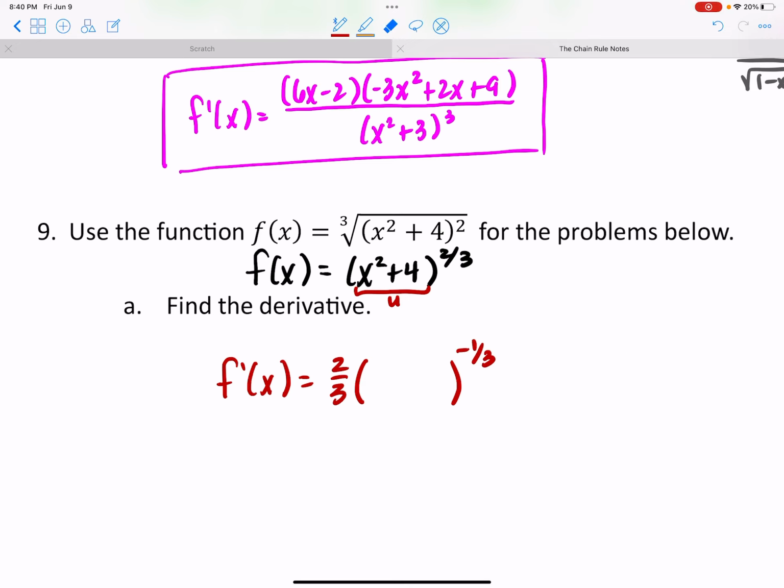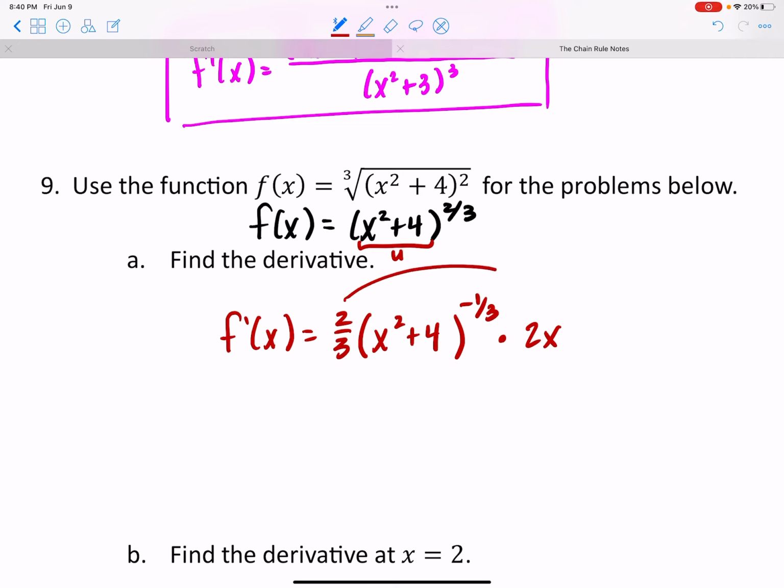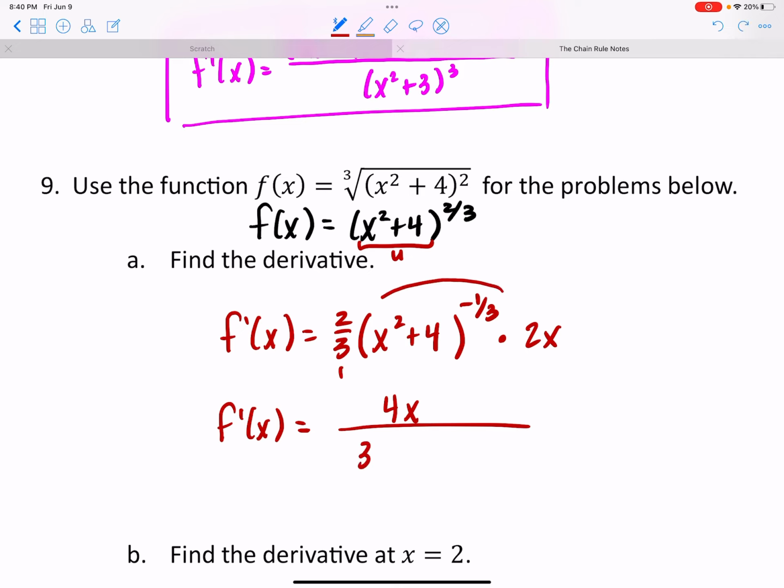And if it was just an x, we'd leave an x in there, but it's not. It's an x squared plus 4, so let's leave an x squared plus 4 in there, and then multiply by the derivative of that x squared plus 4, which will be a 2x. So I'm going to go ahead and multiply here. So f prime of x is going to be a 4x in my numerator. And I'm going to have a 3 in my denominator, right? That's my 3. And then this is going to end up going to the denominator as well, because we want to make that exponent positive. So that's going to be x squared plus 4 to the positive 1/3.